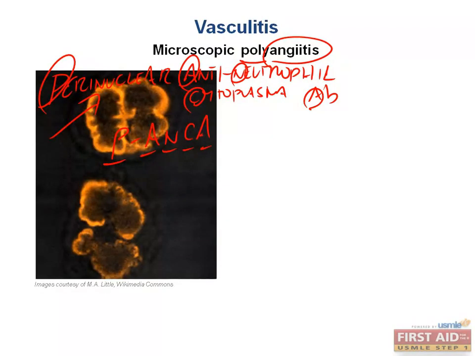So here, in your image, you can see that there is a perinuclear illumination on immunofluorescence, because the antibodies are positively charged when you fixate and you stain. Where do you think they will localize?